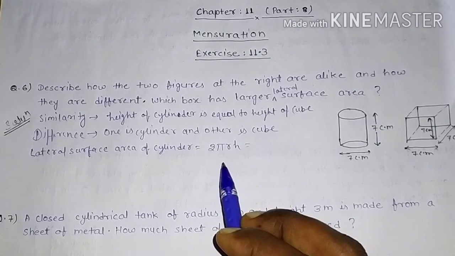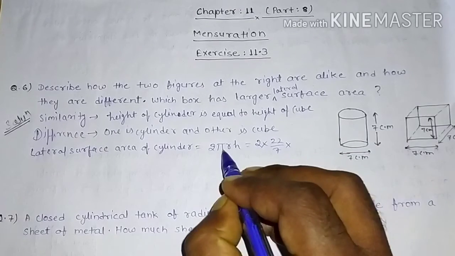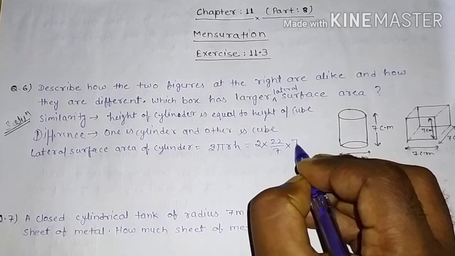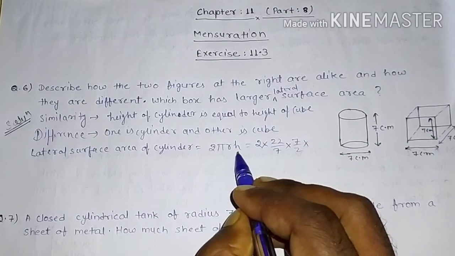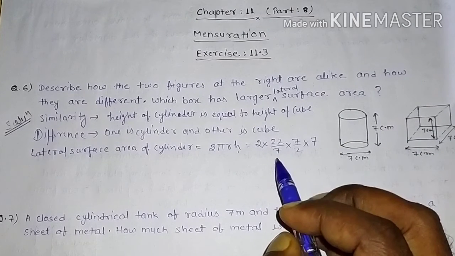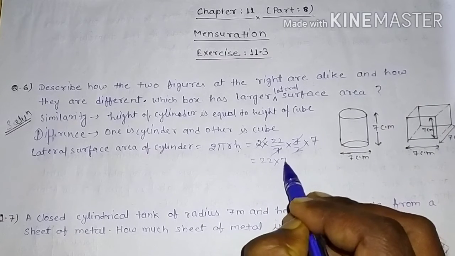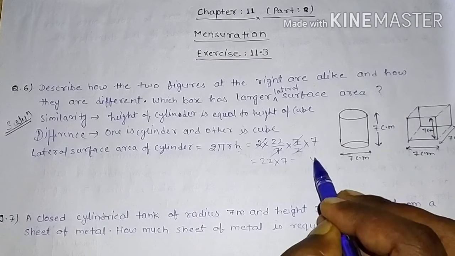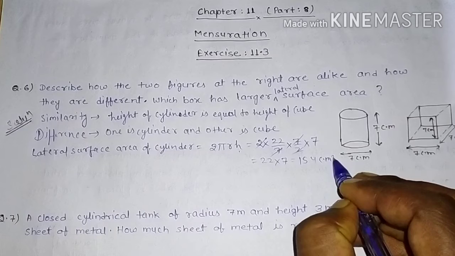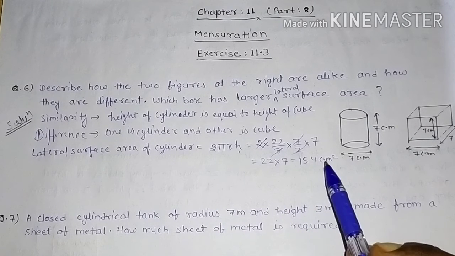Now put the values here. This is 2 pi, that is 22 by 7. R, the diameter is given 7, so r becomes 7 by 2. And h, that is height, is 7 centimeter. Now just simplify it. So 7 and 7 cancel out, 2 and 2 cancel out. It will be 22 into 7. Now multiply it: 7 twos are 14, 4 carry 1, 7 twos are 14 and 1 is 15. So 154 centimeter square. It is lateral surface area, so the unit is centimeter square.